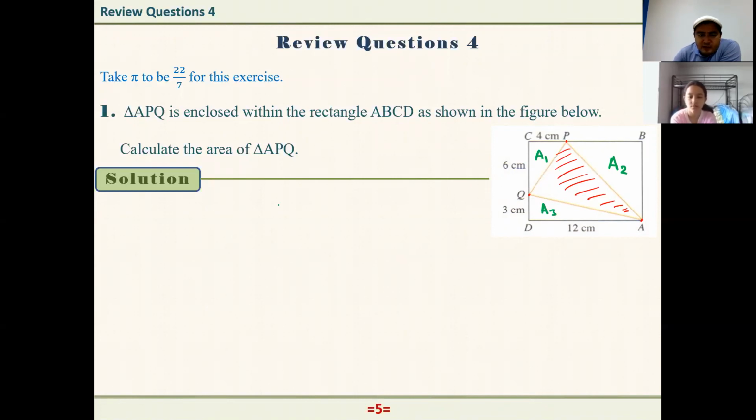And so the area of the shaded region, what is that? That's the area of triangle APQ, right? That is equal to the area of rectangle ABCD. So, just 1 minute.